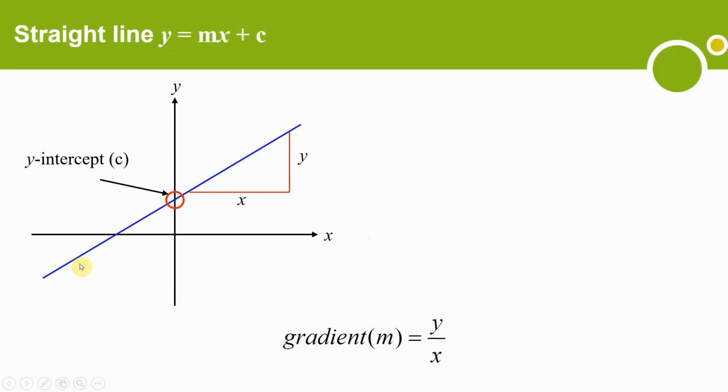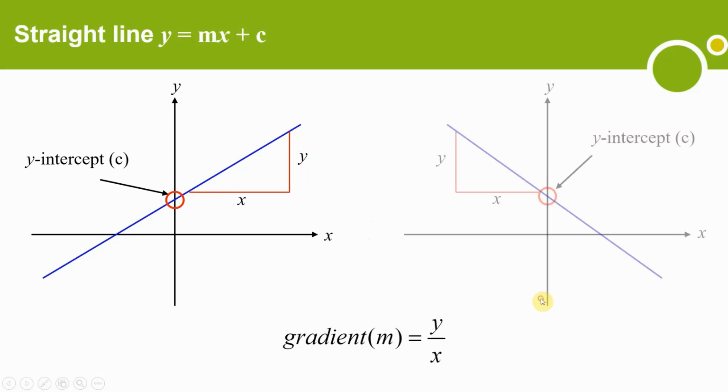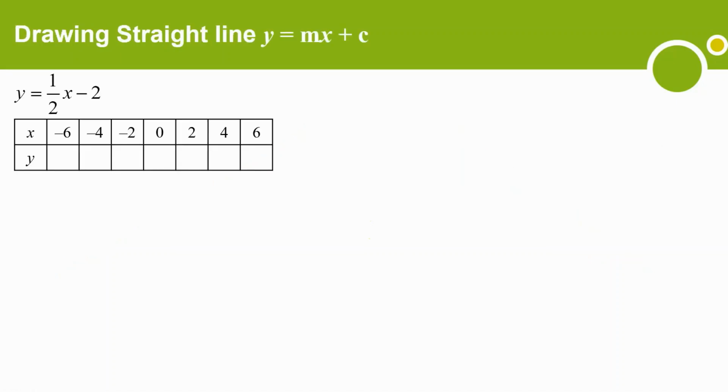For this example, this is a positive gradient, whereas for this example, this is a negative gradient. Everything is the same. So let's go with one example. To draw the line y equals half x minus 2, basically the minimum requirement to draw a straight line is to plot 3 points at least. But here we use more points for illustration.